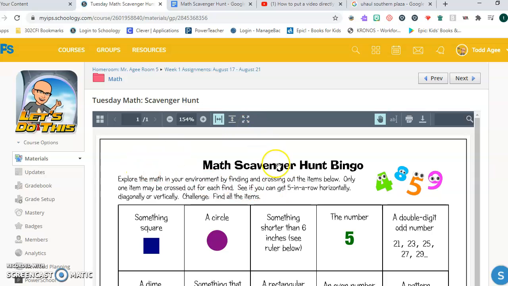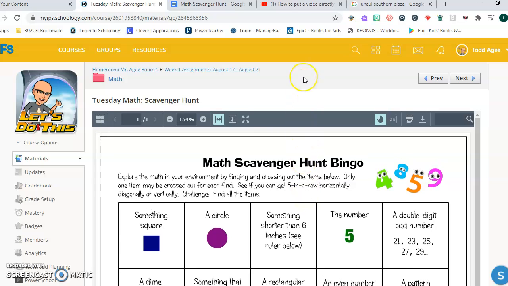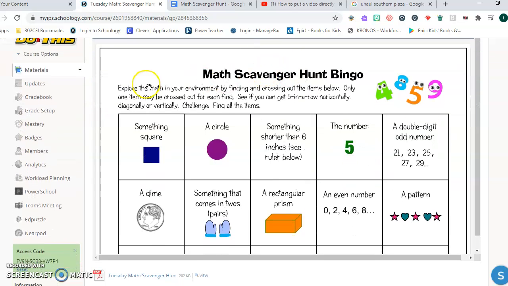So this is the math scavenger hunt bingo, and you are to explore the math in your environment by finding and crossing out the items below. You don't have to do that. Just finding them is what we're looking for here. You can print it out if you'd like, but I'm not asking you to turn it in or snap pictures or anything like that. It's just an activity for fun. Only one item may be crossed out for each find. See if you can get 5 in a row horizontally, diagonally, or vertically.